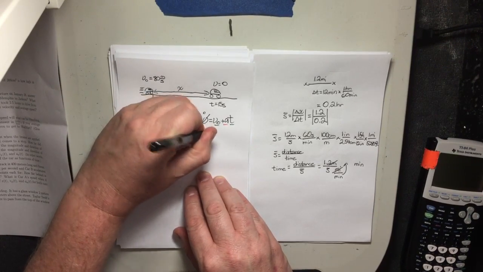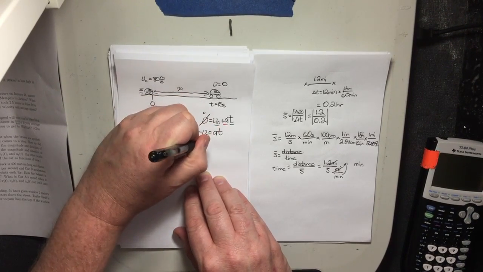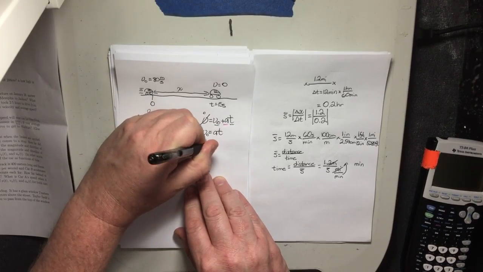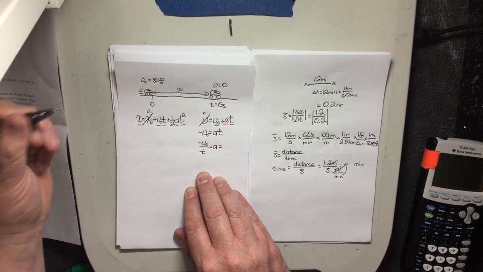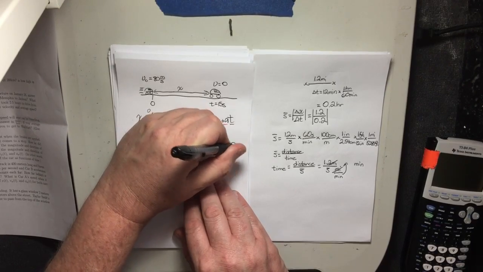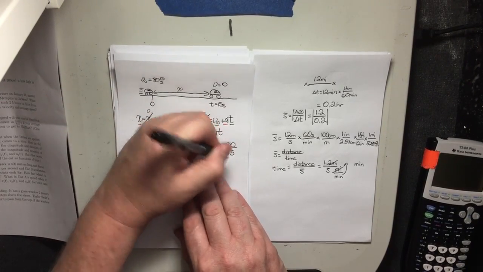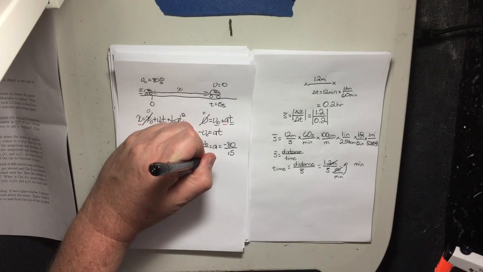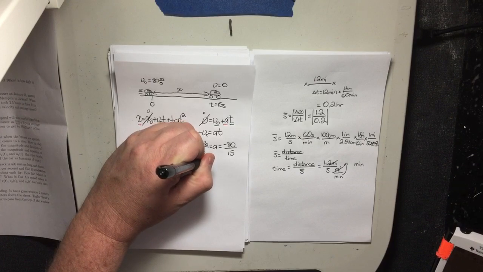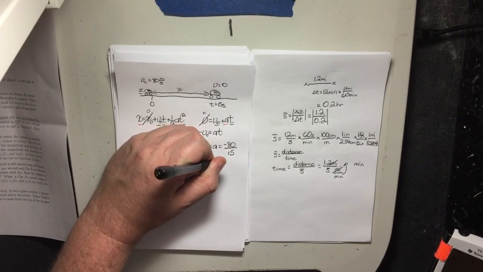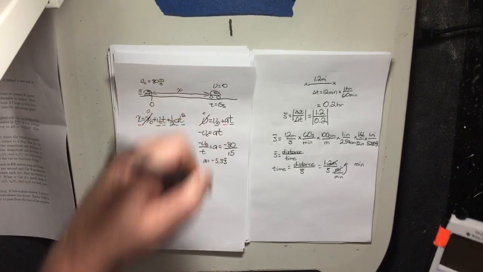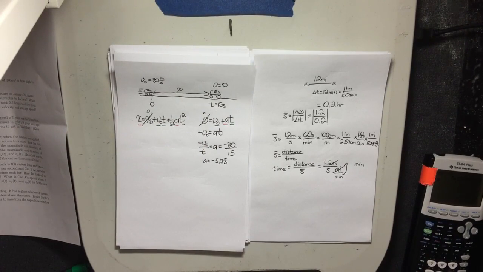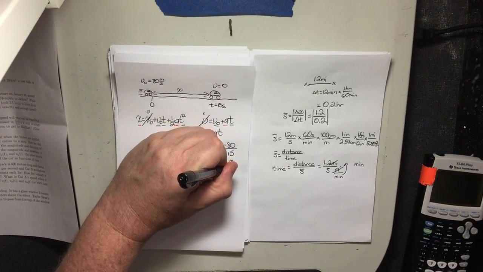Minus V naught over T is equal to A. Minus V naught, minus 80, over T, 15. 80 divided by 15 is something and change. 5 1/3. Negative 5.33 repeating meters per second squared.